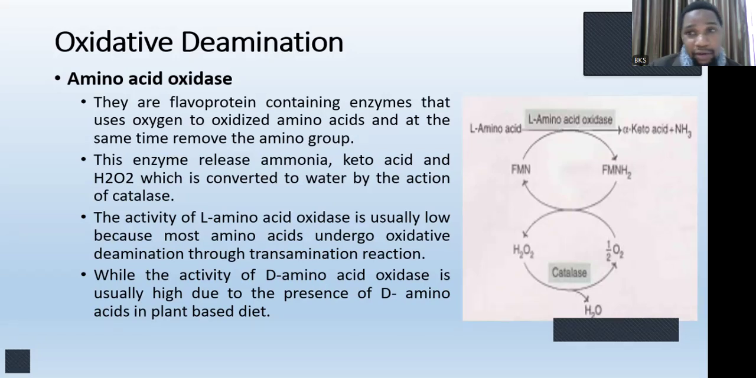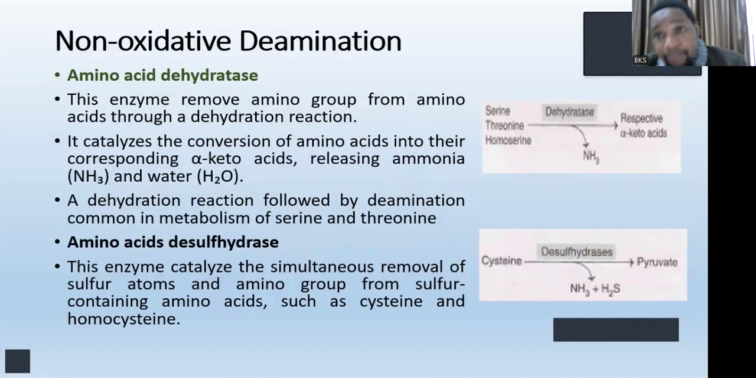But for D-amino acid oxidase, when you eat food, usually protein-containing diets from plants, they contain a lot of D-amino acids. So these D-amino acids have to pass through this pathway to produce the keto acids. That is why the activity of D-amino acid oxidase is high, especially with diets from plant sources, which contain a high content of protein. Please, you need to know this. Put that in here, okay?